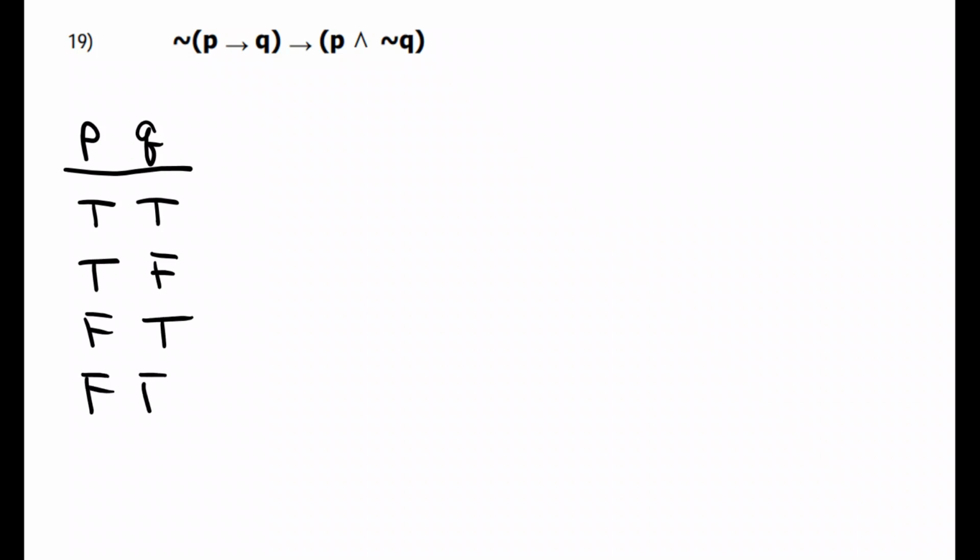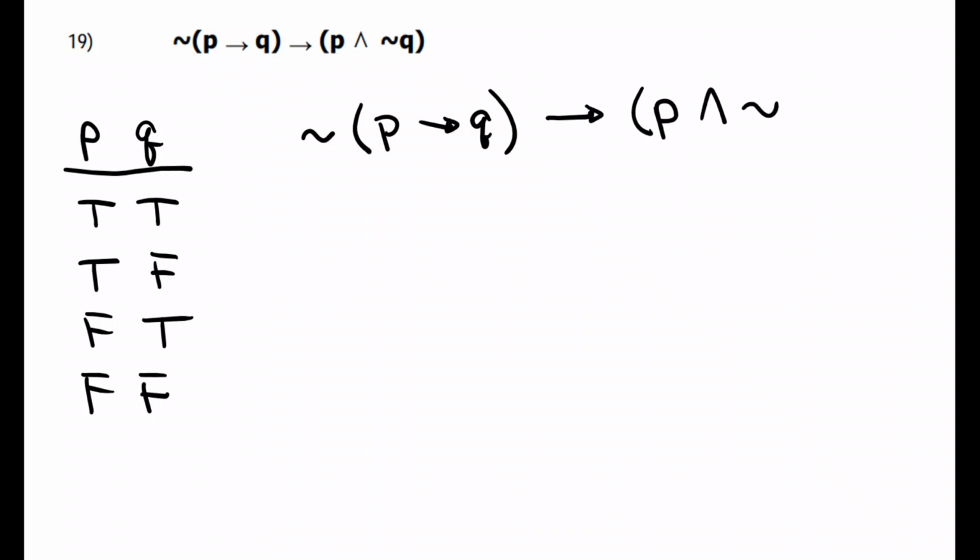All right, number 19 is the same thing. Create a truth table. This one also has only the letters P and Q, so there will only be 4 rows. And I'm doing this again. And I've got the negation of, if P, then Q. And then another if then, P and negation of Q.